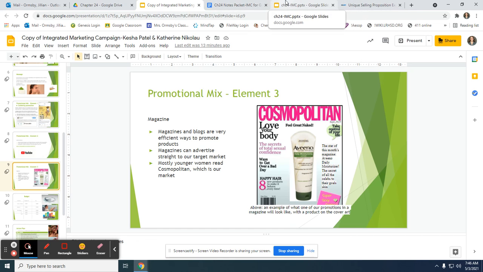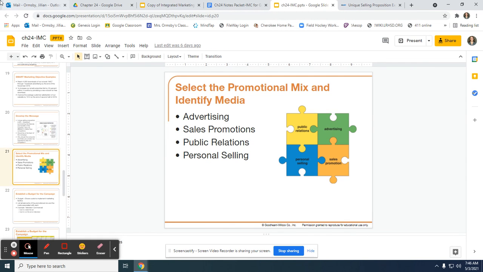Okay. So that is what I am going to be looking for when you're doing those 4 slides of the integrated marketing campaign. For this section, because it's a little bit more challenging, you have the rest of the period today and 2 additional class periods in order to work on these so that you have time to develop exactly what you want to utilize for your promotional mix.